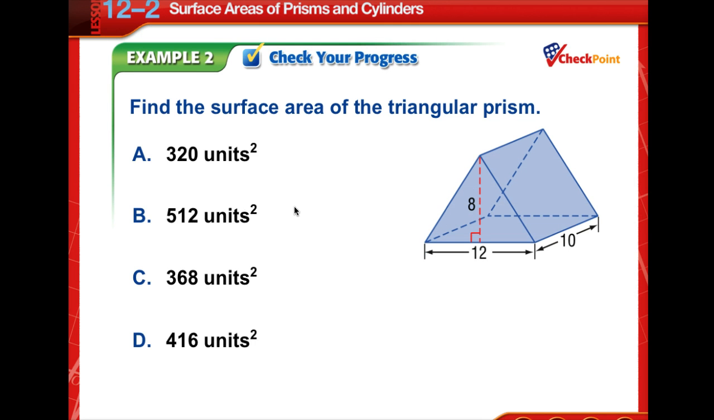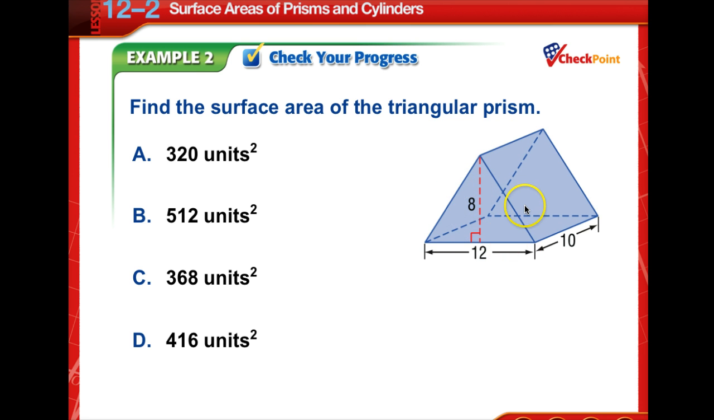Time to check your progress. Pause the video and then come back and check your answer. Okay, first of all, here we go. We've got triangular bases. This 12 by 10 is not the base because there's nothing parallel to this 12 by 10. The triangles are parallel, so there are our bases. We need to find the measure of this side. So we take 6 squared plus 8 squared is equal to c squared to find out that this measurement is 10.